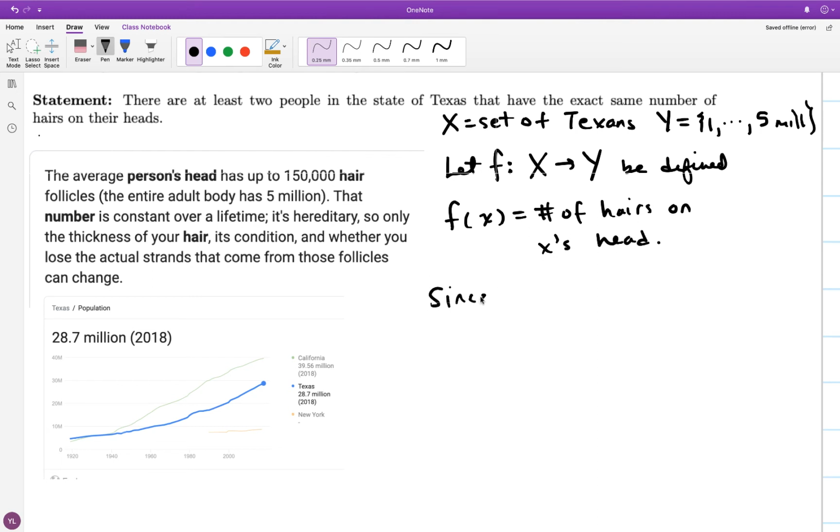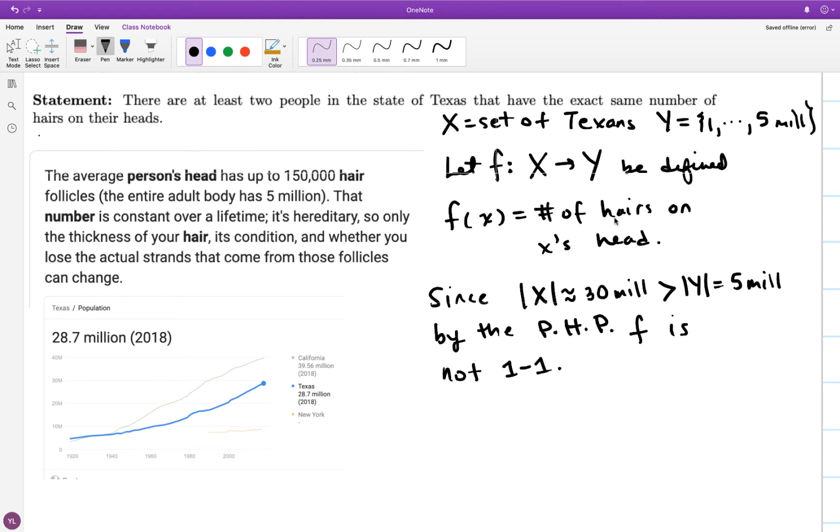Well, since the cardinality of x is 28 million-ish, and that's definitely bigger than the cardinality of y, which we're saying is 5 million, by the pigeonhole principle, this function is not one-to-one, right?